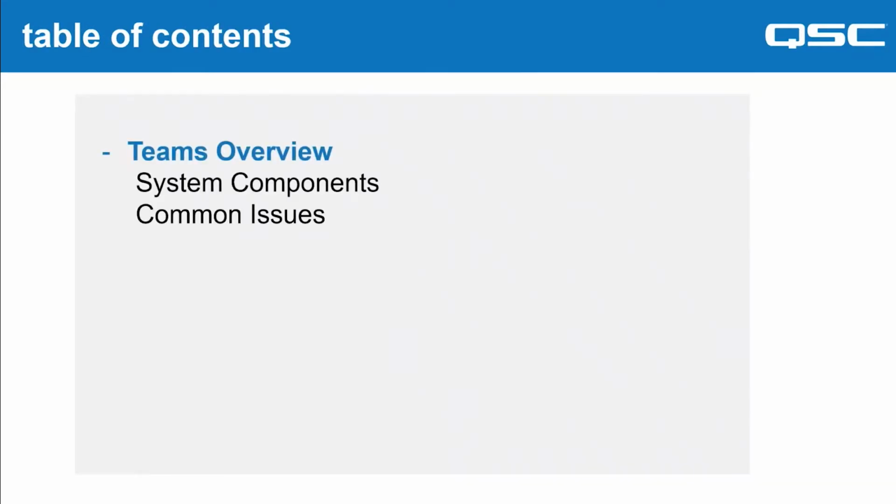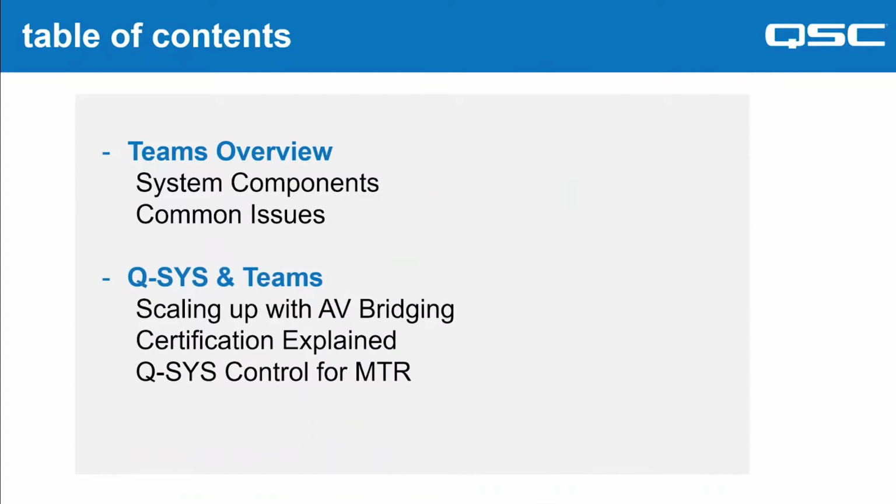I've got a few things to look at here. We're going to first have a little overview of Teams before QSC gets involved. So what makes up a Teams room? What are the system components, and what are the common issues that you might run into? Secondly, we're going to be looking at how we can then scale up that Teams experience, so how we can use Qsys to do that with AV bridging. We're going to explain and clarify some bits about certification, Teams certification for rooms and also for devices. And we'll have a look at Qsys control for MTR, which is a really key feature. We'll look at how that actually works from a user perspective, but also for you having to integrate these kind of rooms. We'll make sure we understand everything we need to actually implement that.